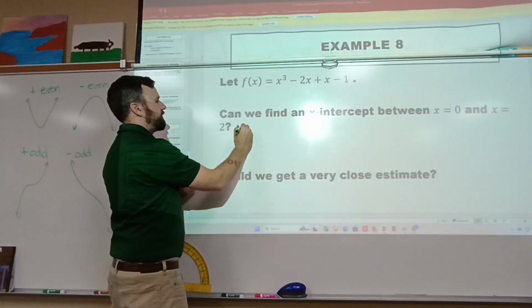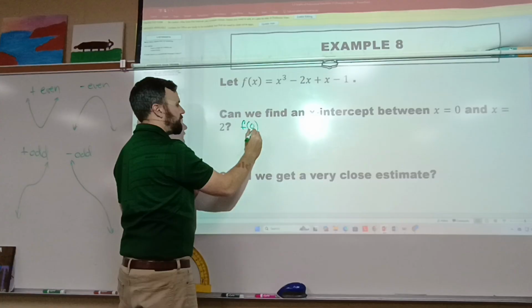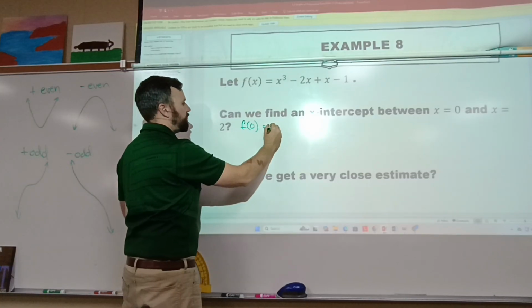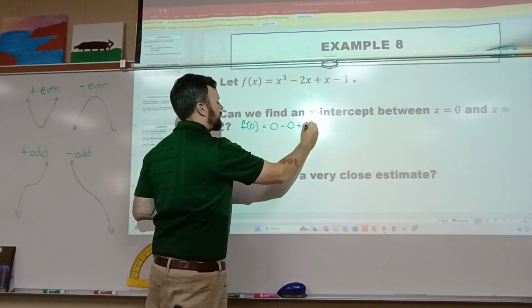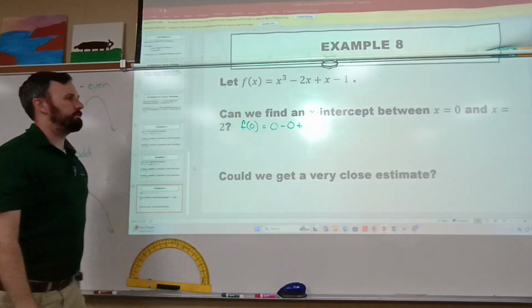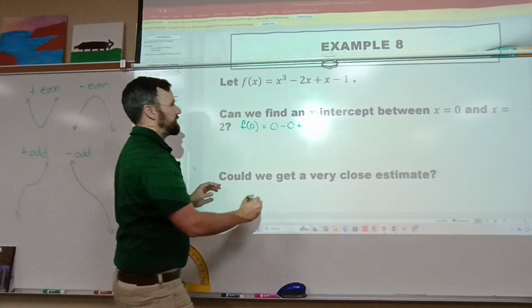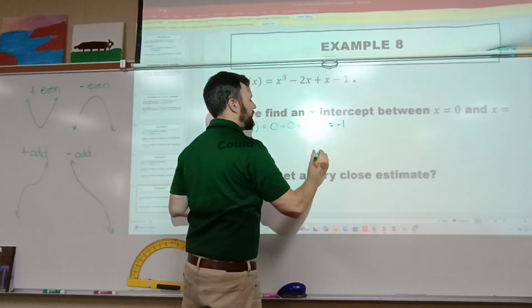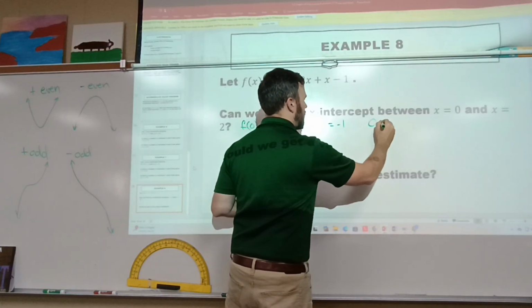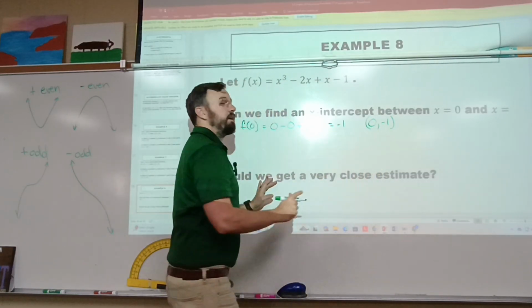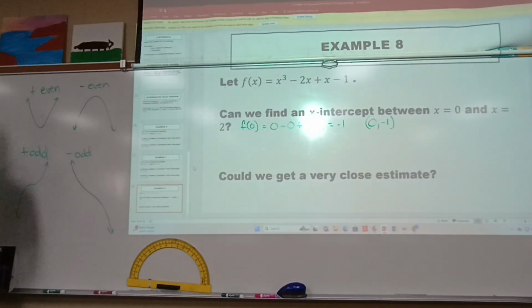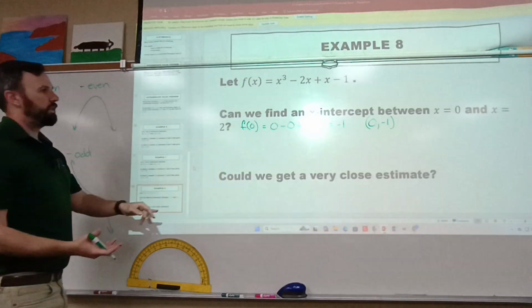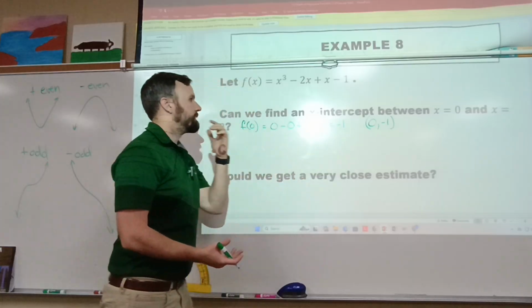I need 2 points. So I'm going to do f of 0 equals 0 minus 0 plus 0 minus 1, right? Which is -1. So I have the point (0, -1), because before I gave you the 2 points, and that made it easier. You just have to look at them. Here we have to find our 2 points, plug it in, find our y. So that's one of our points.